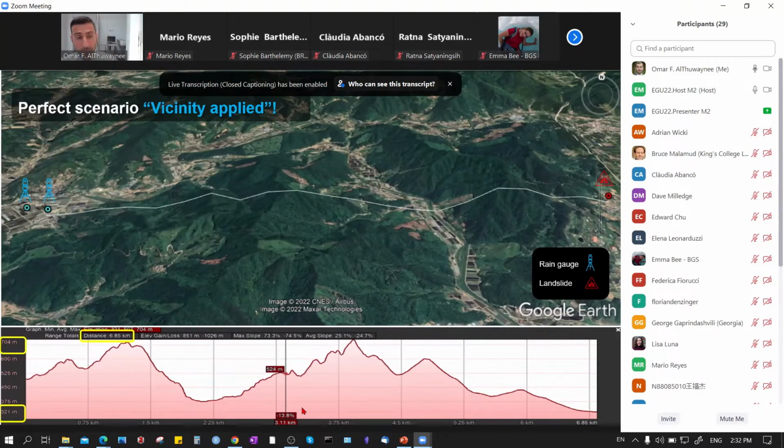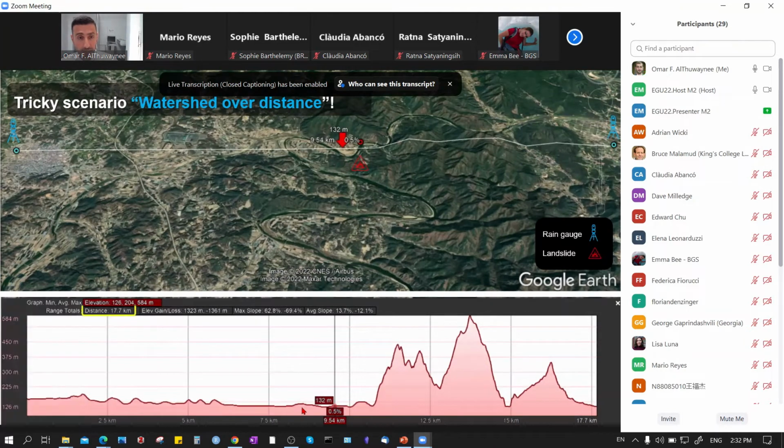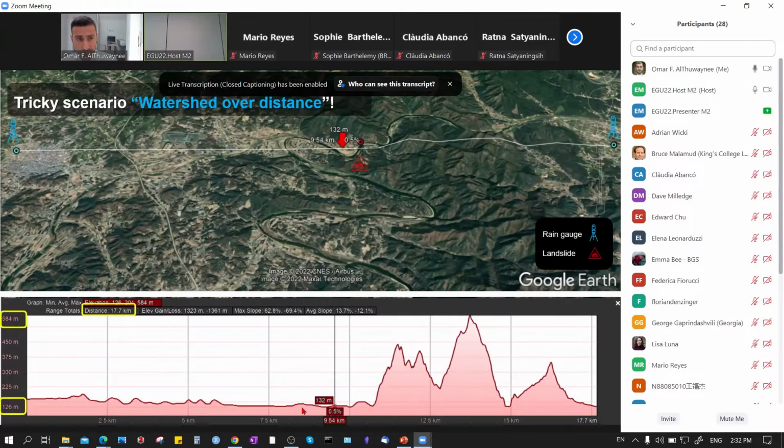Next, please. However, at this point there is an interesting fact: it's a tricky scenario. Next. You can see now there is a 10-kilometer distance between the station and the landslide. However, on the right side, we have a closer distance, but a different watershed in this setting. So this raises a question: when selecting the rain gauge that represents the landslide, should it just follow the distance? Next, please.